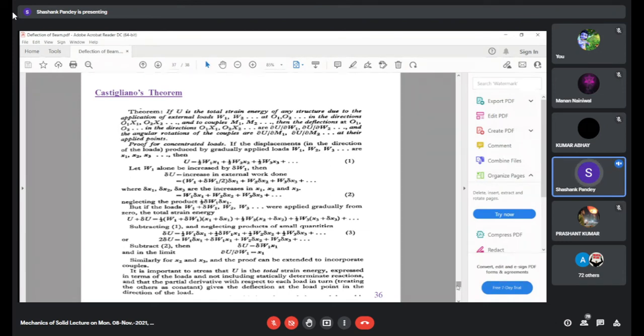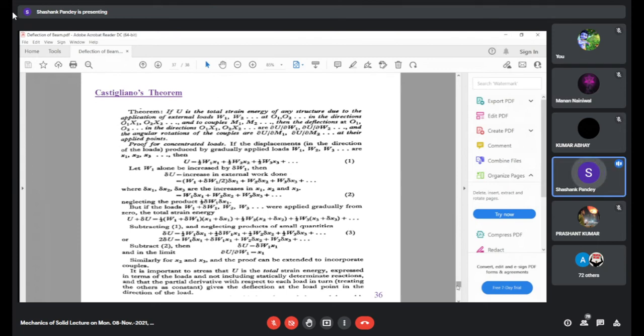And if there is an increase in the corresponding displacement as well because of the increased load W1, this increase will be taken care of by this term, that is W1 into del X1 plus W2 into del X2, W3 into del X3. So we will neglect the product of small quantities. If you multiply del X1 into the corresponding del W1, we will neglect these terms.